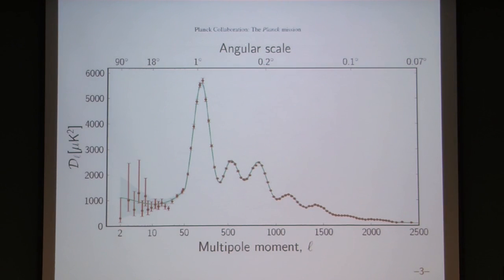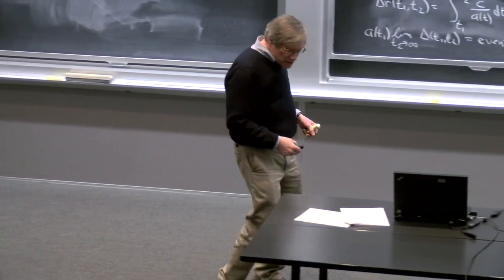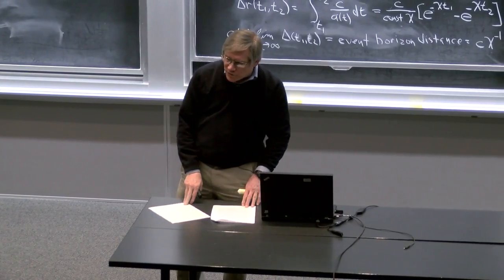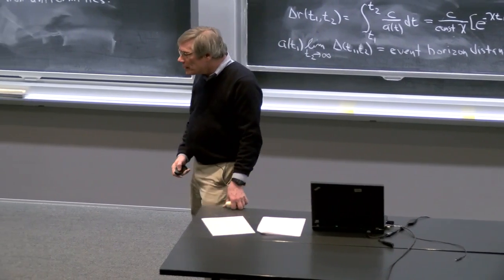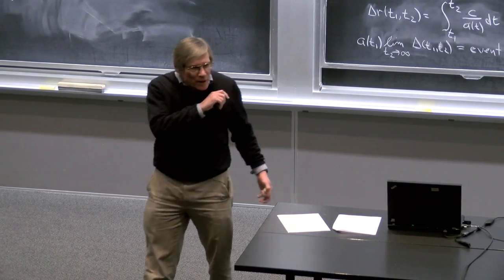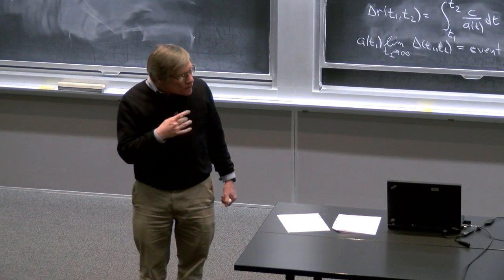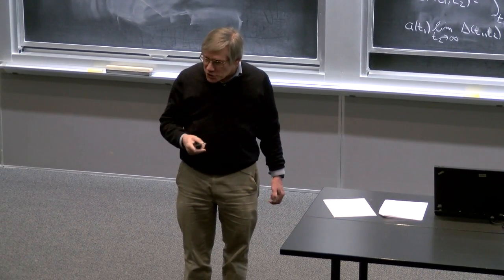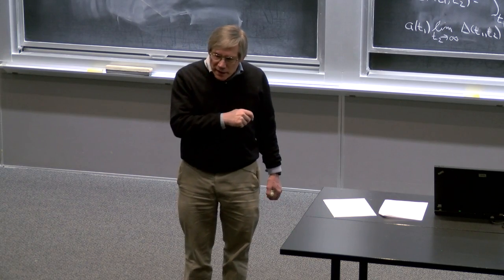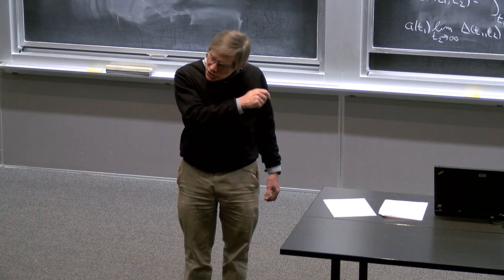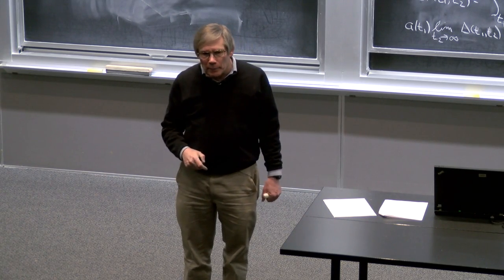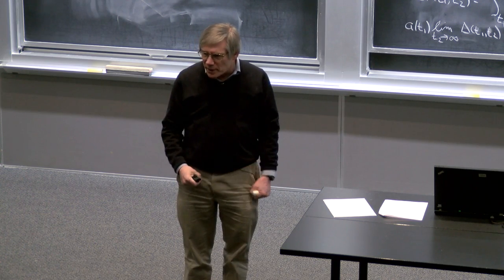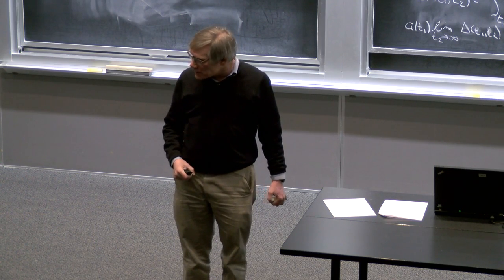Now, I should mention, for truth in advertising, that this data is, to some extent, fit to the model. It's actually a six-parameter fit. But of those six parameters, I don't have time to talk about them in detail. But four of them are pretty much determined by other features. Two of them are just fit to the data. And one of them is something that changes the shape a little bit. It's the opacity of the space between us and the surface of last scattering.